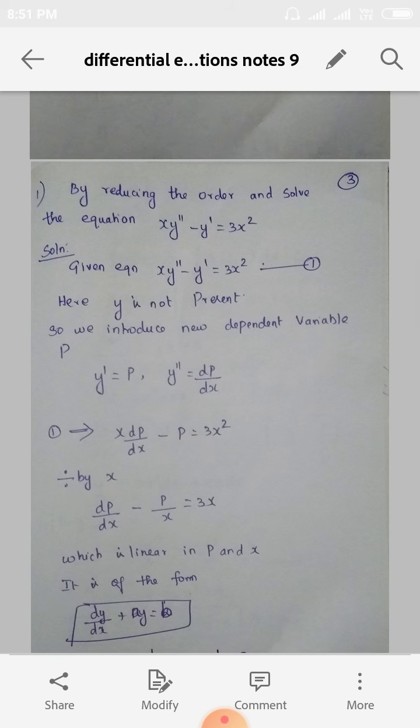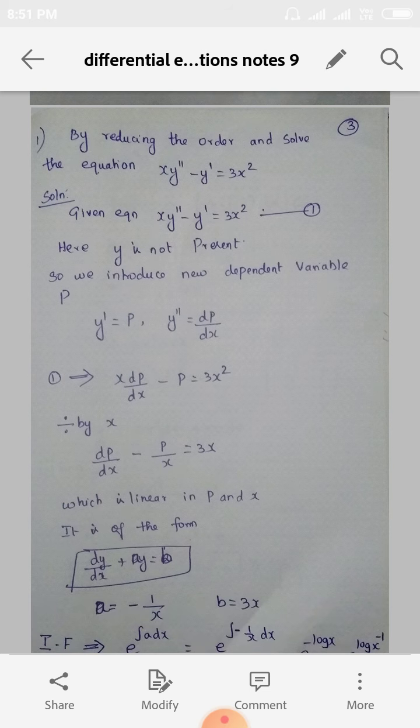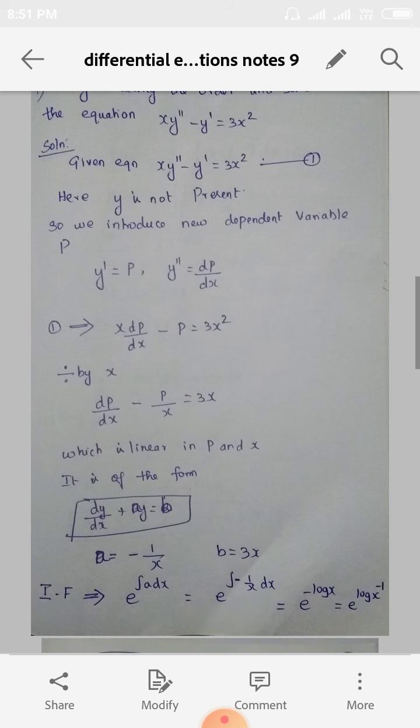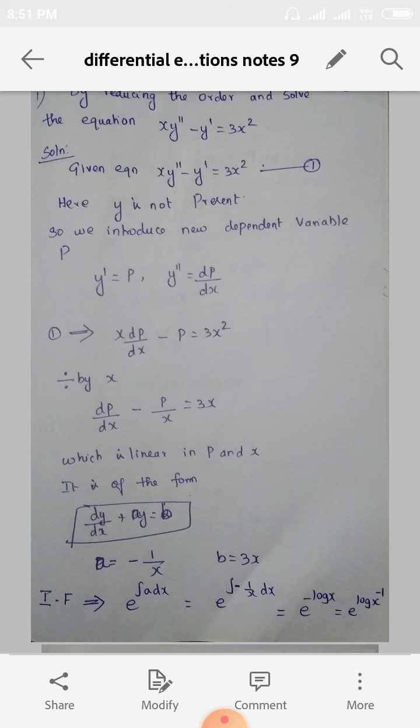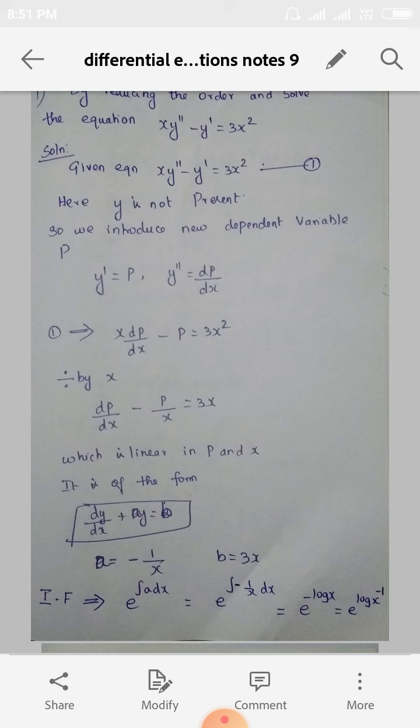So write the solution. First write the given equation: x y double dash minus y dash is equal to 3x square. Mark it as equation number 1. In this equation, y is not present, so we have to introduce a new variable p, that is y dash is equal to p. So y dash is equal to p means y double dash is equal to dp by dx. Clear?